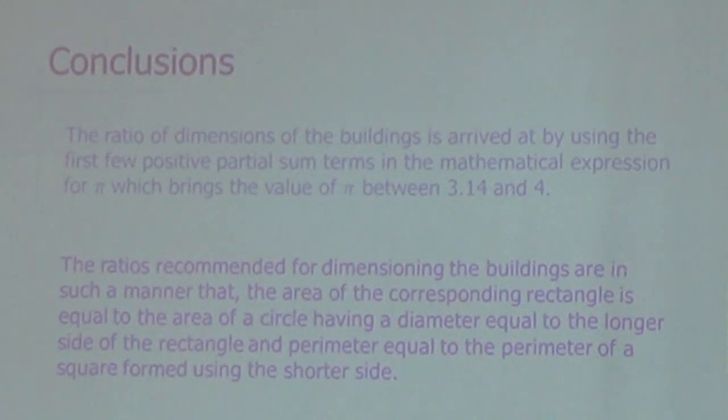And the ratios recommended for dimensioning the buildings are in such a manner that the area of the corresponding rectangle is equal to the area of a circle having a diameter equal to the longer side of the rectangle and perimeter equal to the perimeter of a square formed using the shorter side.